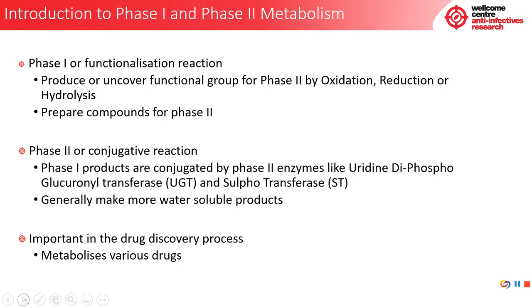Phase 2, or conjugative reaction, takes products from phase 1 and they are conjugated by phase 2 enzymes such as uridine diphosphoglucuronosyltransferase, UGT, or sulfotransferase. This process generally makes them more water-soluble and therefore more readily excretable in bile or urine. These two processes, phase 1 and phase 2, are important in the drug discovery process as they are responsible for metabolizing various drugs.